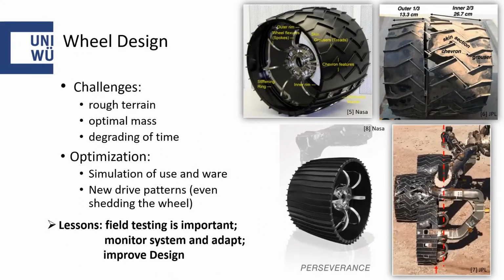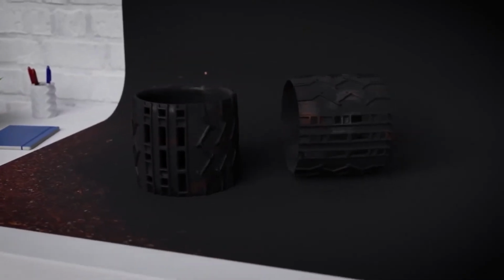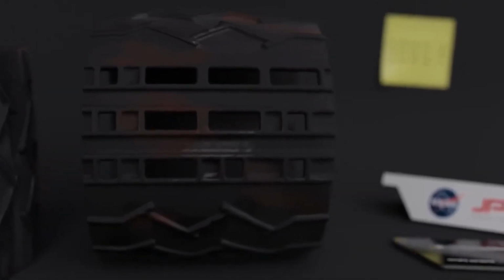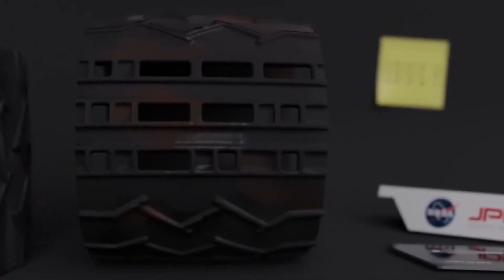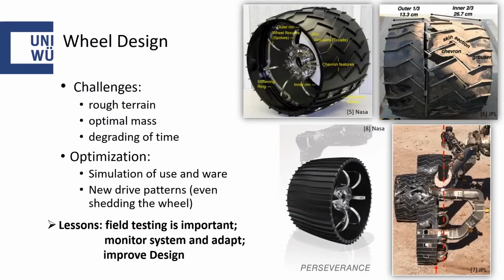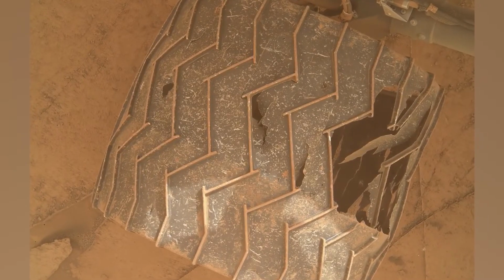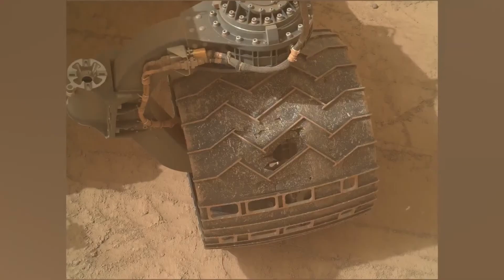So now I want to talk about the wheel design of the Curiosity rover. The main challenges are mainly known. You have very rough terrain, sand, gravel-like texture, and also very sharp rocks in the soil that could damage your equipment. It's very hard to build such a wheel, to find optimal mass requirements, so it's not too strong and weighs a lot more than it needs to be, but not too little material, so it does not break apart. And also the wear over time, the degrading of the material.